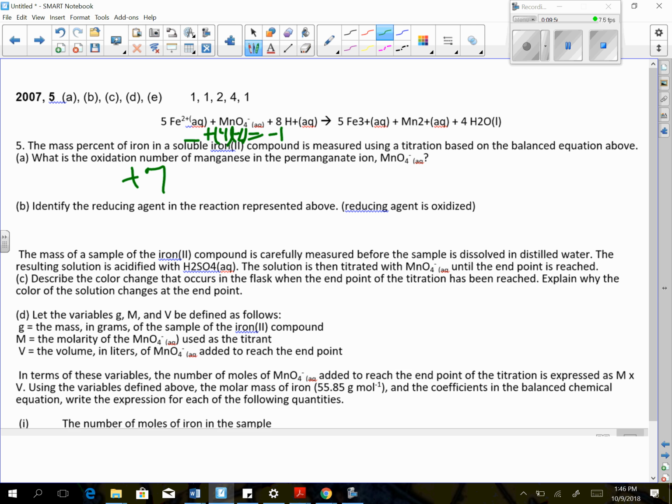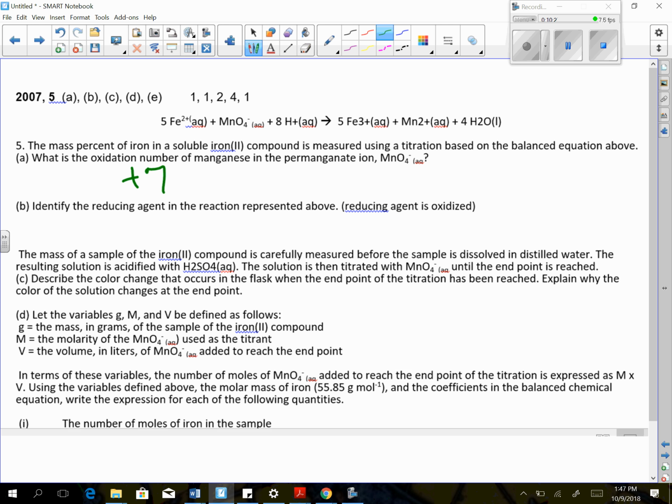Okay. Then the next question says, identify the reducing agent. Now, if you look right here, it says the reducing agent is oxidized. So we're just looking for what is the thing that's oxidized above. So let's check out the things above and figure out which one's being oxidized and which one's being reduced.